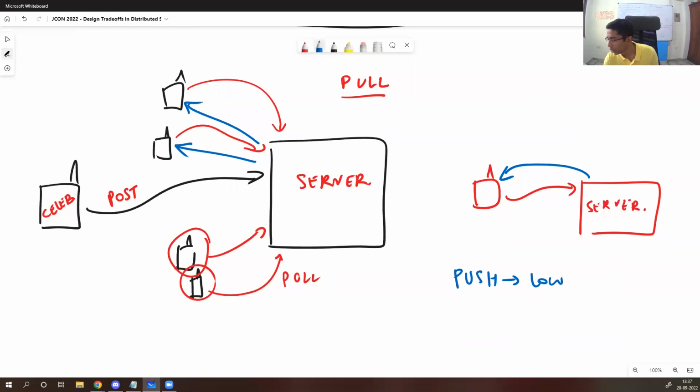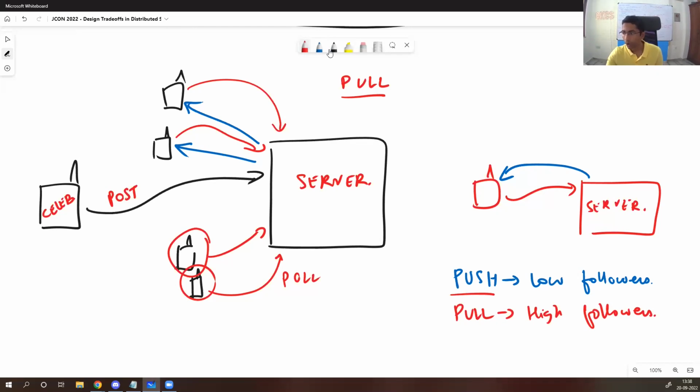For low activity, just low followers. Yeah, if the user has low followers, you push. If they have a high number of followers, you pull. A simple idea, the trade-off being, if you want things in real time, you want to push. If you want things done efficiently, you pull.